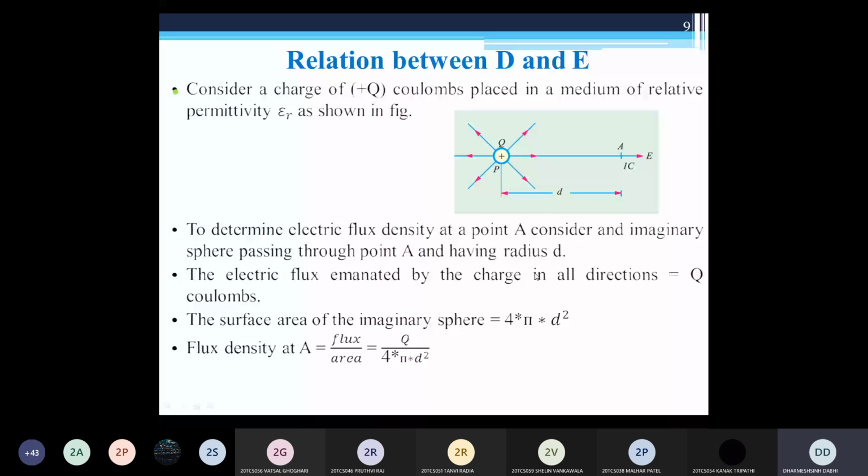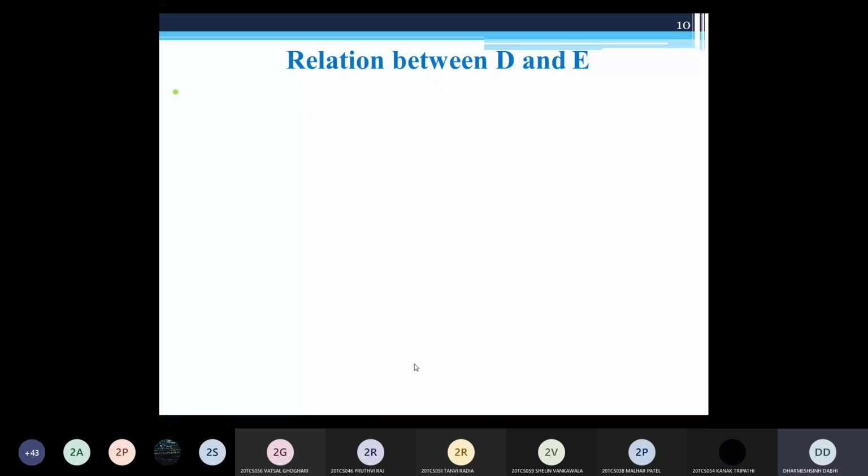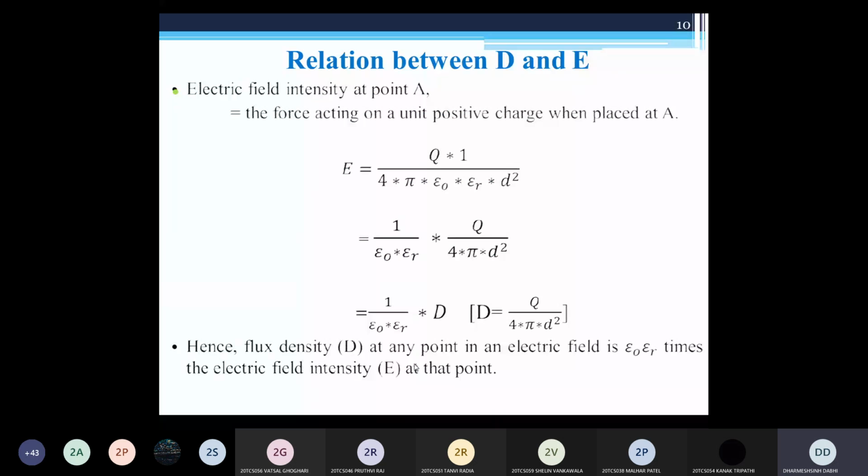So flux is nothing but Q. All the electric flux from this charge body is equal to Q coulomb, and area of this sphere is 4 pi D square. So the electric flux density at A, that is equal to Q by 4 pi into D square. Now let's derive the relationship with the electric field intensity.